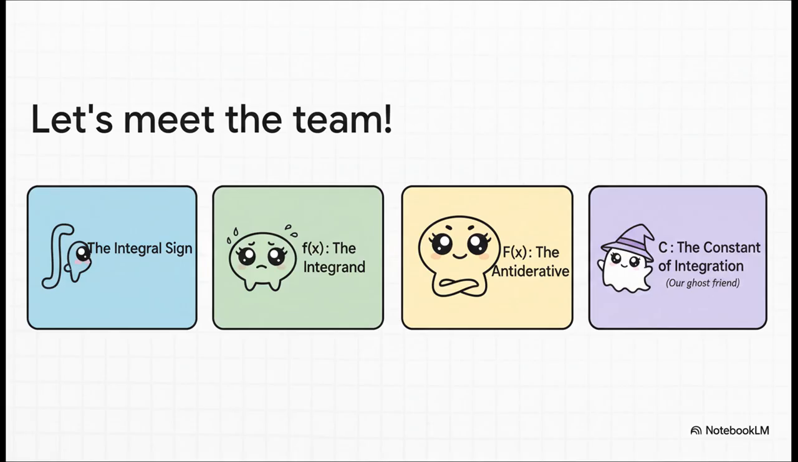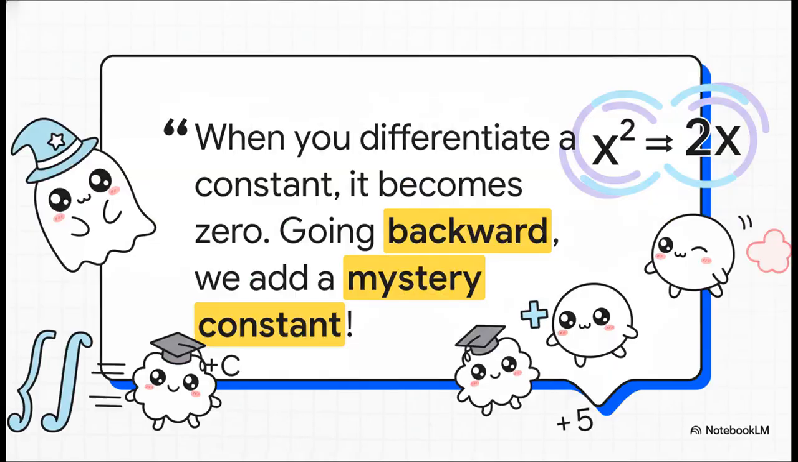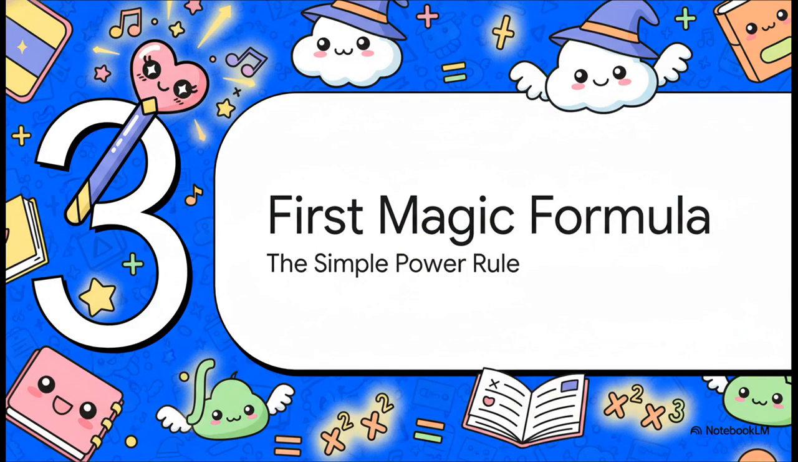And that little plus C at the end? That's our forgetful little ghost friend, the constant of integration. So why do we even need this ghost friend? Okay, stick with me here. The derivative of x squared is 2x. But get this, the derivative of x squared plus 5 is also 2x, because when you differentiate a constant, it just becomes 0. It vanishes. So when we go backward from 2x, we have no way of knowing if there was a constant there to begin with. That's why we always have to add that plus C just to cover our bases for any number that might have disappeared. Okay, that's enough theory for now.